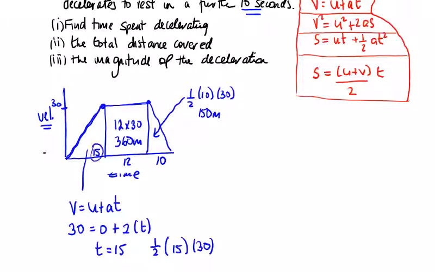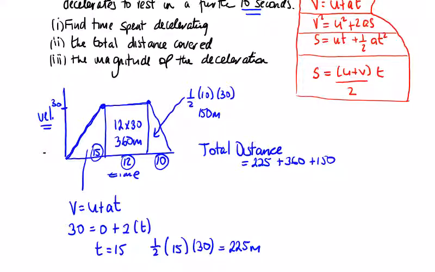So the total time taken are these 3. The area, the distance covered, is half of 15 by 30, which is 225 meters. So my total distance, and then we look at the questions. I'm just filling in my variables here, and we'll see what questions they're going to ask in a minute. Total distance is equal to 225 plus 360 plus 150. It's going to be 585 plus 150, 735 meters.